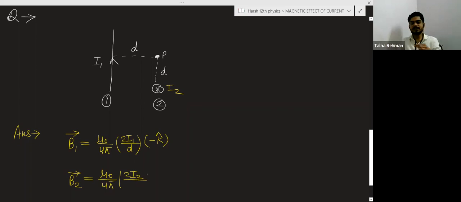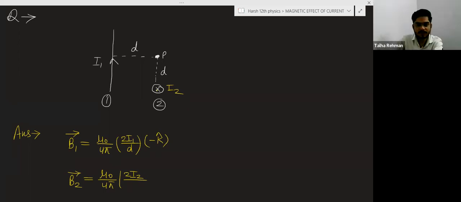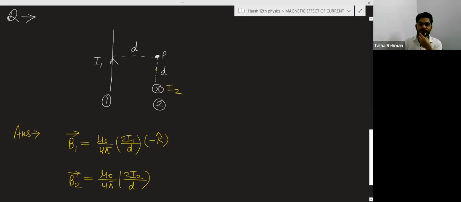This time the condition is something different. You have to imagine in 3D. Suppose this is the screen of your laptop, lying in a horizontal plane, and the current carrying wire this time is like this, and the current is going in this direction, into your screen. So this distance is d, and you will write 2I2 divided by d. Now just tell me what will be the direction of the magnetic field.